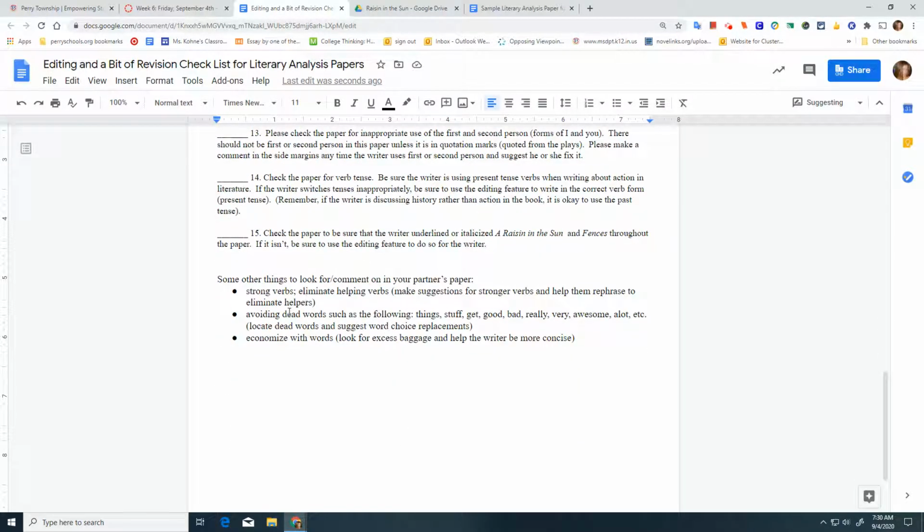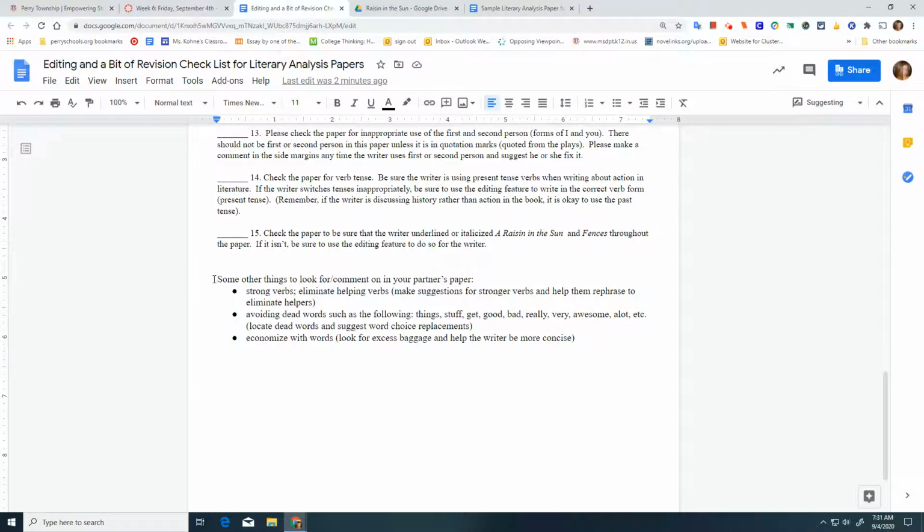Some other things to look for: eliminating helping verbs and using strong verbs. Avoid dead words like things, stuff, get, really, bad, good, very, awesome. You can look for poor word choices and make replacements, and look for places where the writer might economize with words. It's always better to be clear and concise. And look for excess baggage in places the writer may be able to cut.